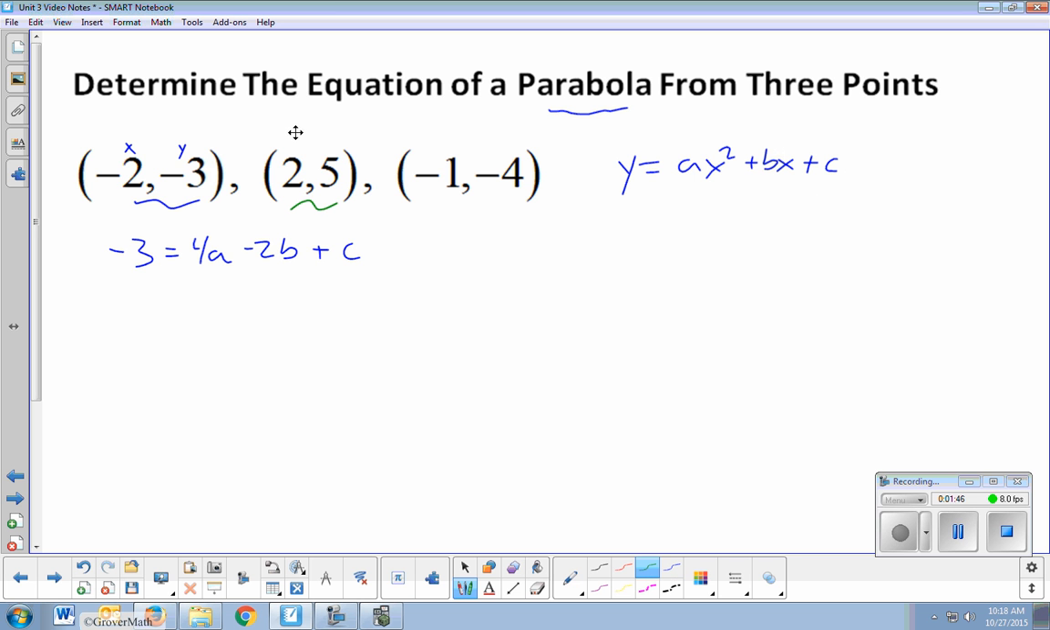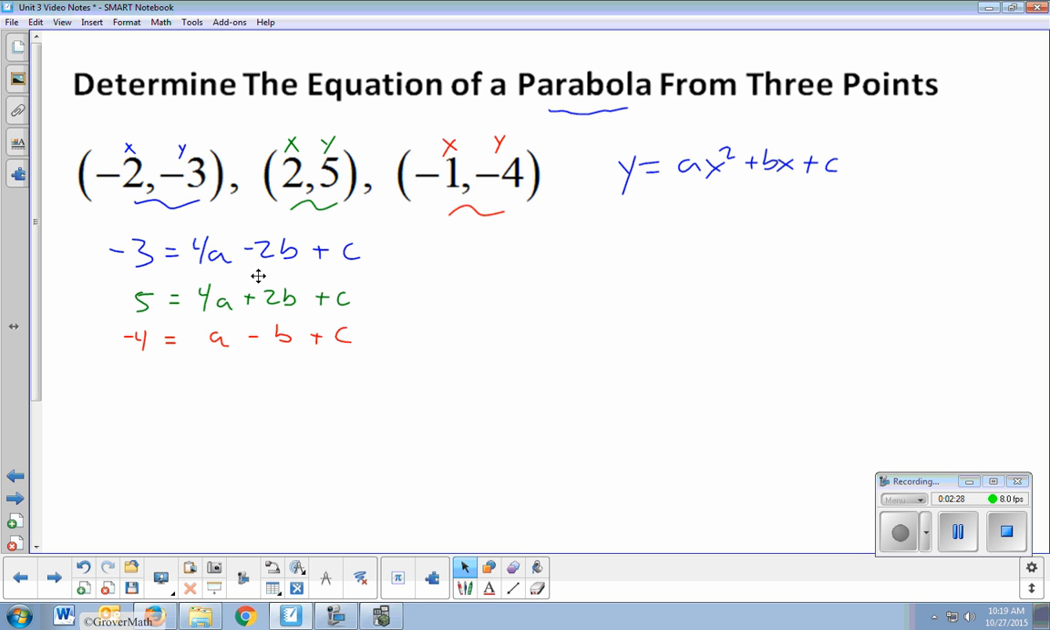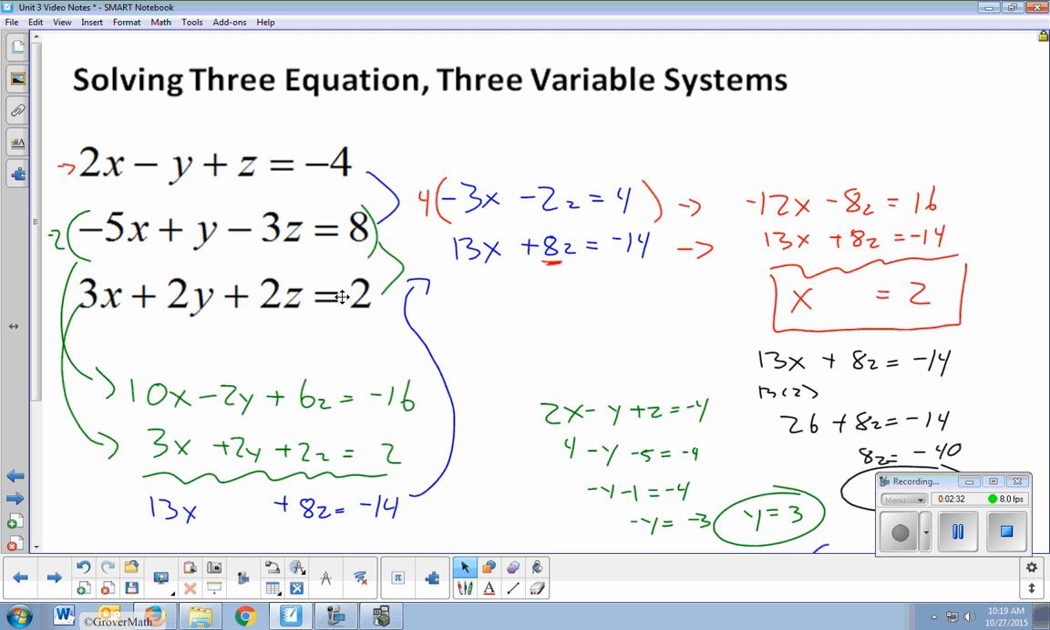But our second one here, this is x, this is y. So because y is 5, it's going to be 5 equals. And then ax squared, a times x squared. A times 2 squared is, again, 4a. And b times x is b times 2, so this time positive 2b, and plus c. And then our third equation, our y is -4, equals a times x squared is -1 squared is positive 1, so that's just a. B times x, bx, b times -1 is -b, plus c. So this is my 3-variable, 3-equation system. So basically we are now where we were in the previous video.